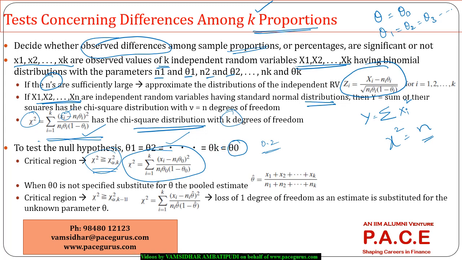But in case this theta naught is not specified, and I only want to test theta 1 equal to theta 2 equal to so on theta k, then I can come out with a pooled estimate of theta, wherein I sum up all the successes divided by all the number of trials. That is what we are calling a pooled estimate, theta cap. So instead of theta naught, I will substitute this theta cap, but because the estimated value is being used for the computation, we will reduce the degrees of freedom by 1. So instead of k degrees of freedom, we will go with k minus 1 degrees of freedom for computation of the critical region. So these are some of the things that are very important for us to understand, especially if I am looking at the differences among the various proportions of the data.